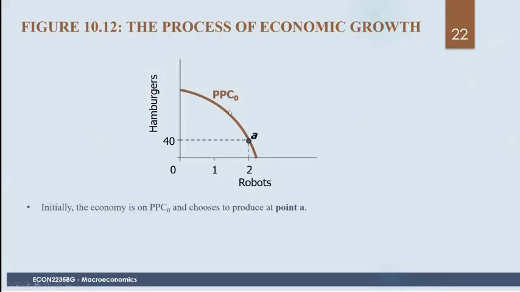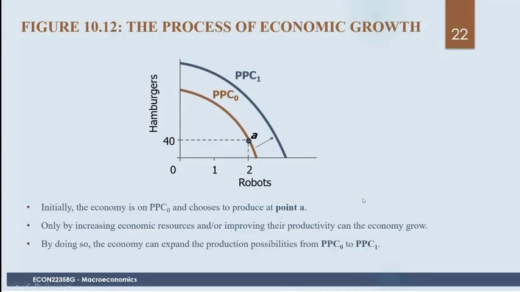So again, here's our PPC curve. This economy only has two goods, hamburgers and robots. If they put all of their resources into hamburgers, they would produce here. If they put all their resources into robots, they would produce here. Given their preferences, they might choose this combination. And so, by increasing their economic resources or improving their productivity, the economy can grow. If it somehow ends up coming up with new technology, or there's a huge boost in the labor force or something like that, and these increases in resources are useful in either of these two sectors, then we would draw it as a parallel shift.